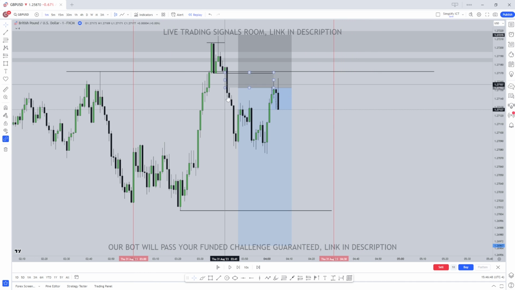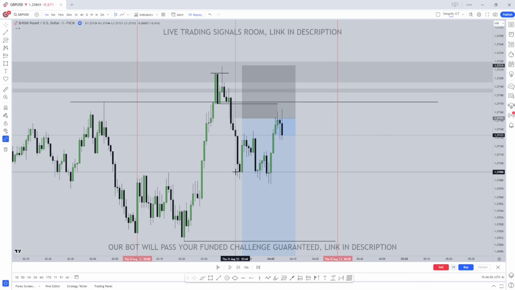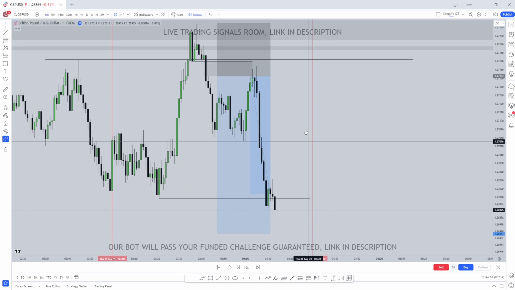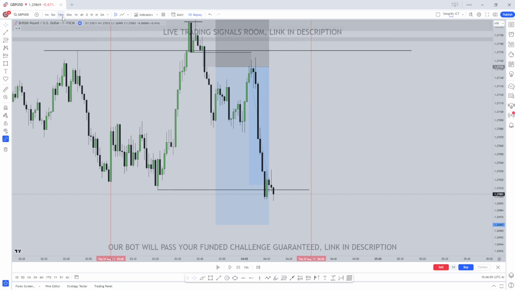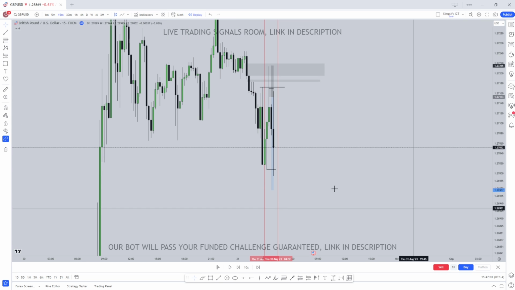As you can see, it made that move with displacement. Look at that market structure shift. It's obvious. It's telling you that smart money is involved in this move. So as you can see, price immediately tanks in our direction. Let's just go up to the 50-minute to see how this is playing out.